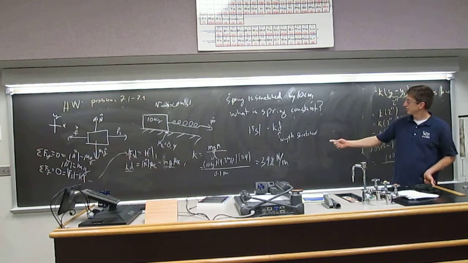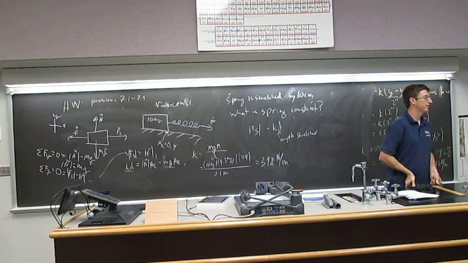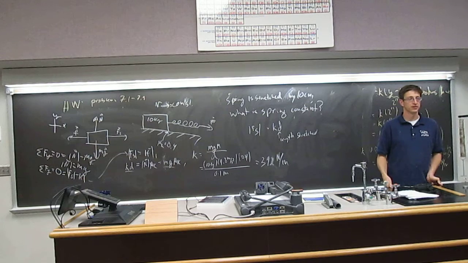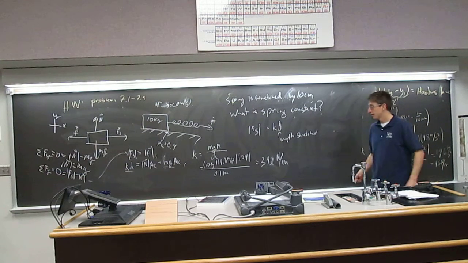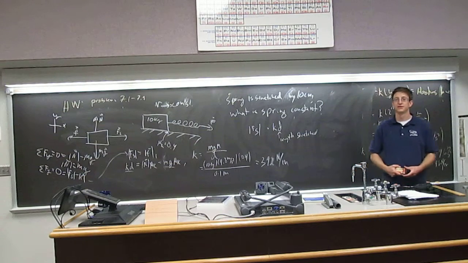All right, and that means that for this spring, in order to stretch it 1 meter, I'd have to exert 392 newtons. That's kind of what the spring constant means. That makes sense to you guys? You want to do another one?